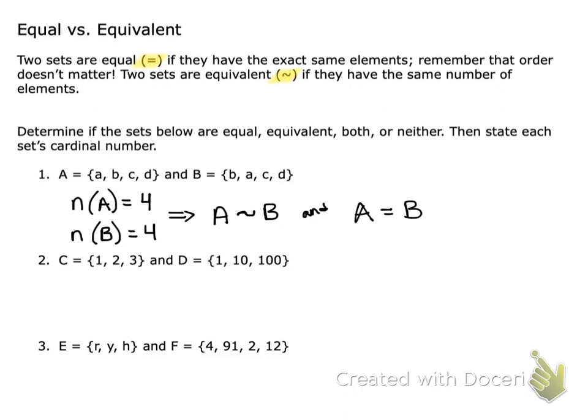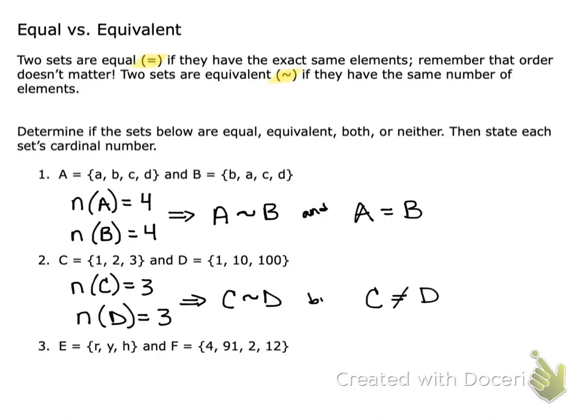All right, let's look at example 2. So what is our cardinal number for set C? 3. There are 3 elements. What is our cardinal number for set D? 3. So this implies that C is equivalent to D. They have the same number of elements. Are C and D equal to each other? No. So C does not equal D because they don't have the same elements.